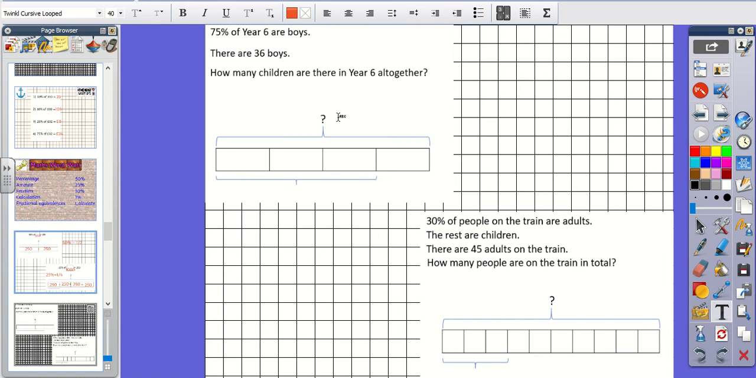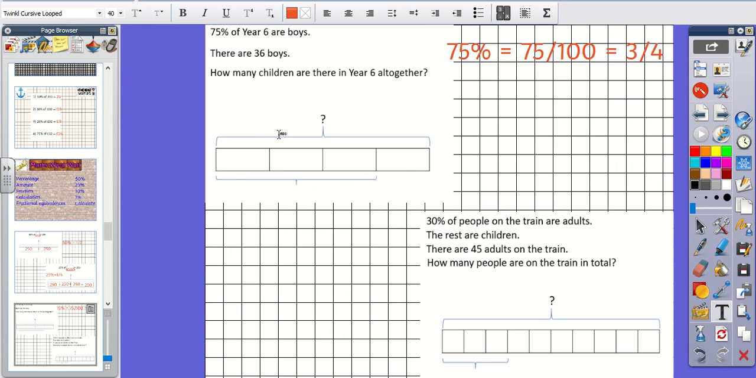75% of year 6 are boys. There are 36 boys. How many children are there in year 6 altogether? So 75% is the same as 75 over 100, which is the same as 3/4. Okay, so there are 36 boys.